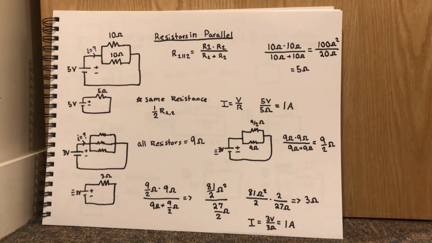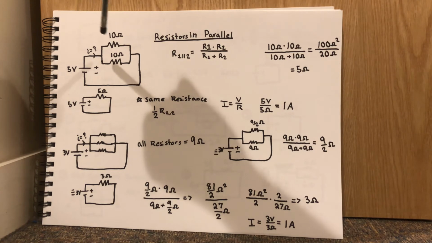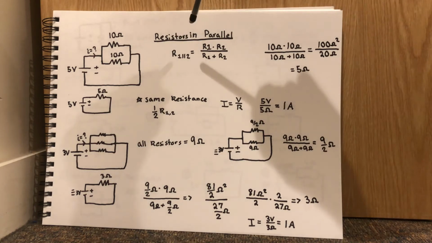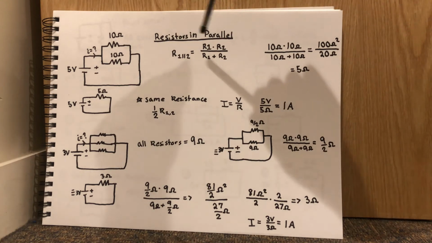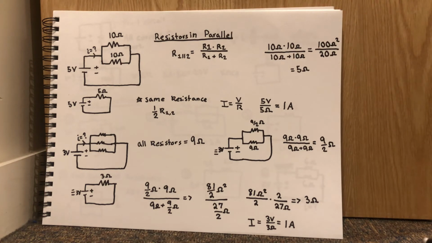So you're probably thinking to yourself, what happens if these resistors are in parallel? So I'll show you what happens. So we have this circuit drawn here, and we have a 5 volt battery connected to 2 10 ohm resistors in parallel. And what we're going to see is that this R1 parallel 2 is equal to R1 times R2 divided by R1 plus R2. So we see that it's 10 times 10, 100, divided by 10 plus 10, 20, which will give us a value of 5 ohms.